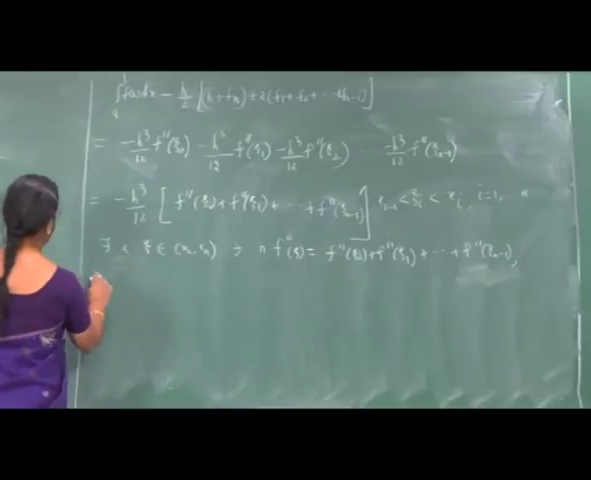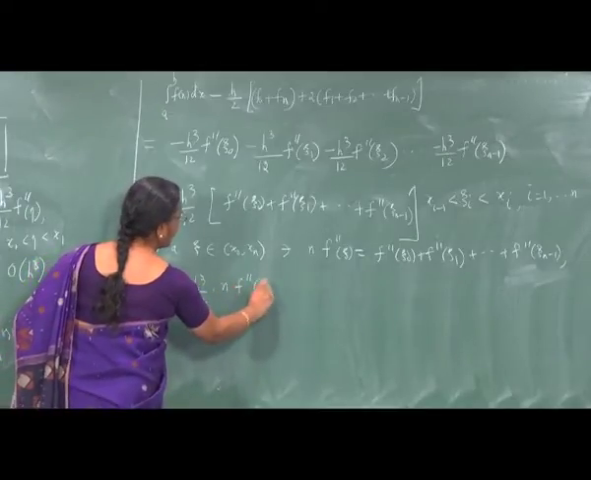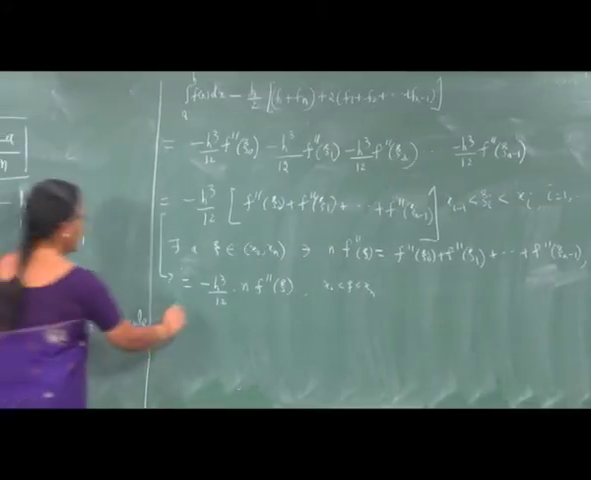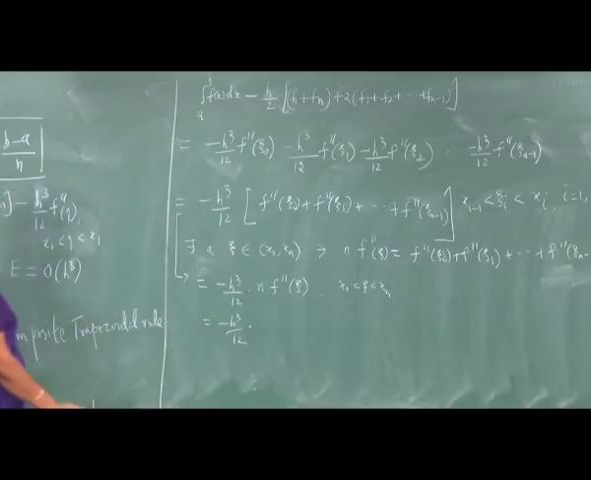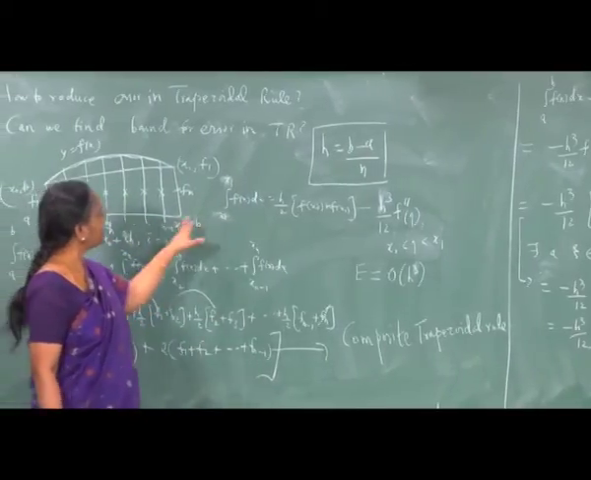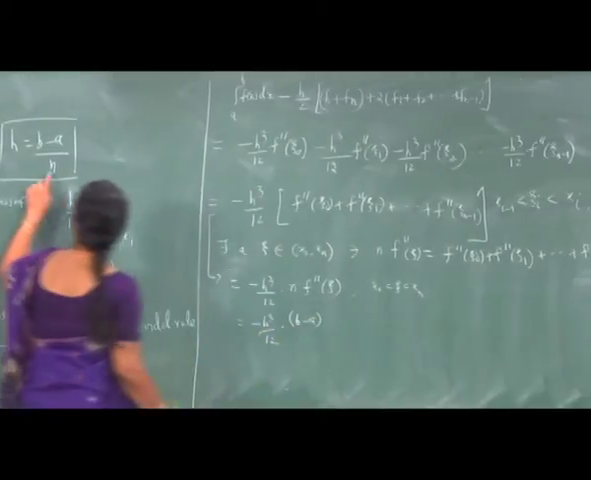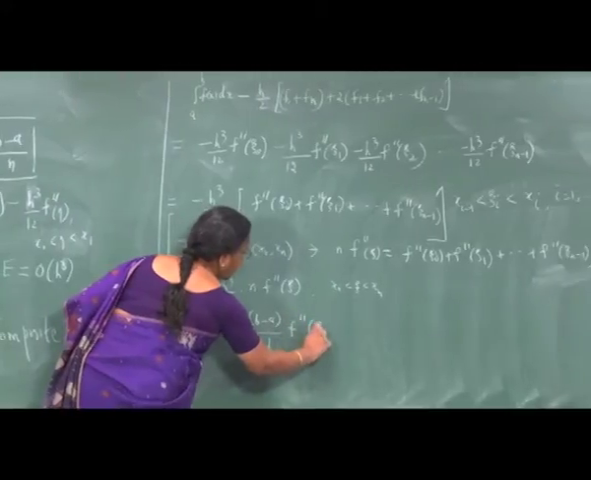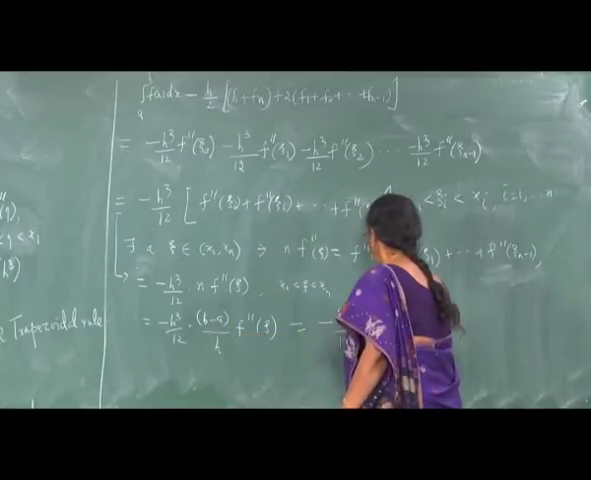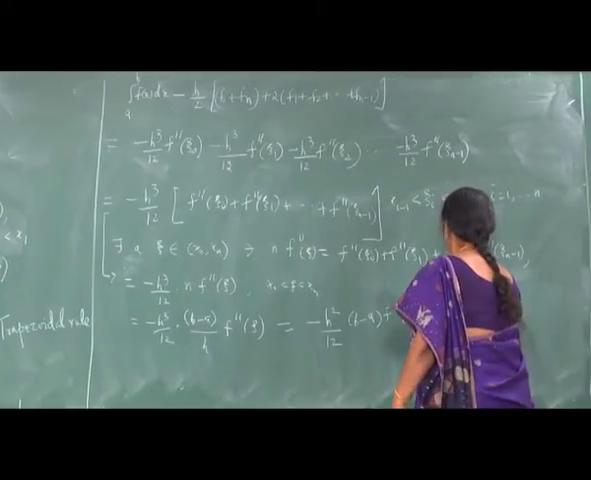So, I use that fact and write this as equal to minus h cube by 12 into n times f double dashed at psi for psi lying between x naught and x n. So, this will be minus h cube by 12 into n. How did I obtain this formula? By dividing the interval a b into n equal sub intervals of width h is equal to b minus a by n. So, I substitute for n as b minus a divided by h into the second derivative at psi, and that gives me minus h square by 12 into b minus a into the second derivative evaluated at psi, where psi lies between x naught and x n.